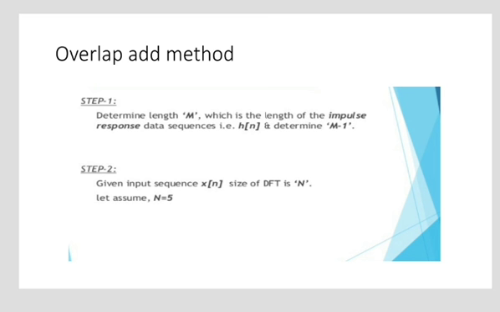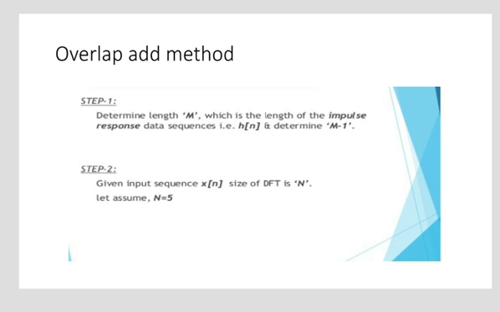Next is overlap add method. In signal processing, overlap add method is an efficient way to evaluate discrete convolution of a very long signal x(n) with a finite impulse response FIR filter h(n). So y(n) is equal to x(n) convolved with h(n). The concept is to divide the problem into multiple convolutions of h(n) with short segments of x(n).